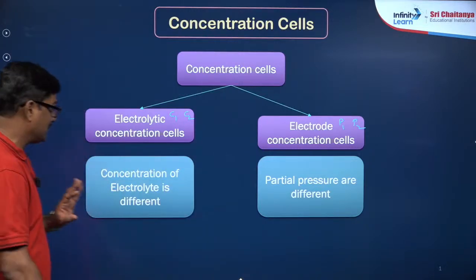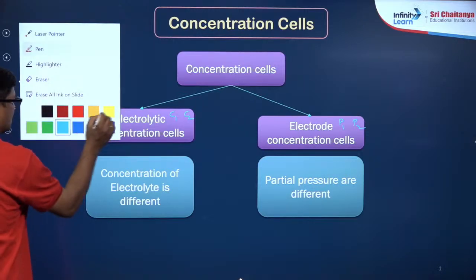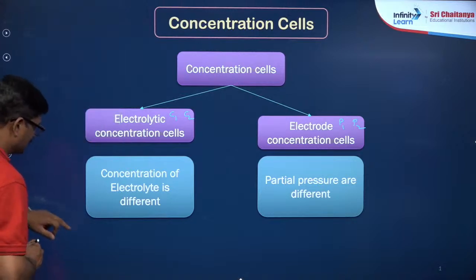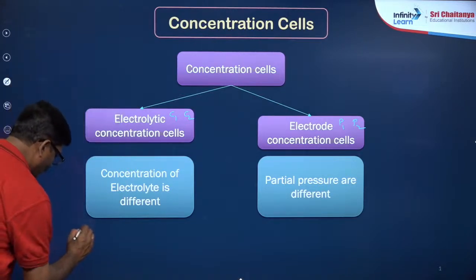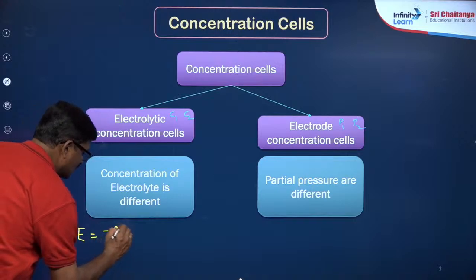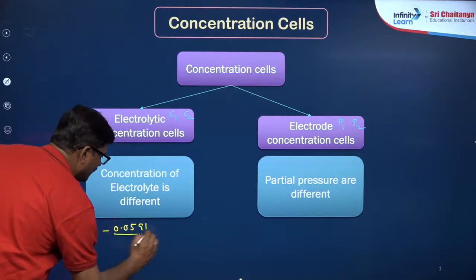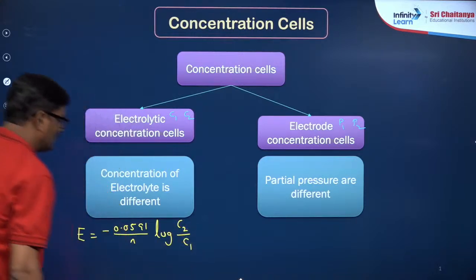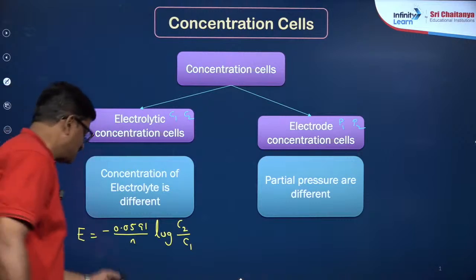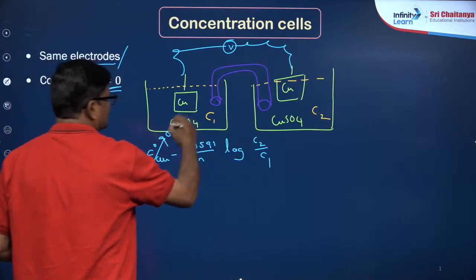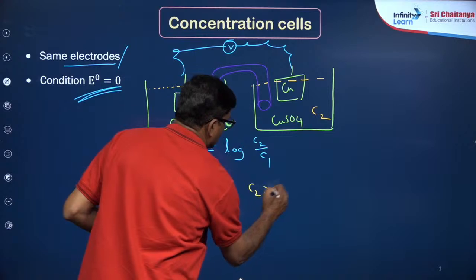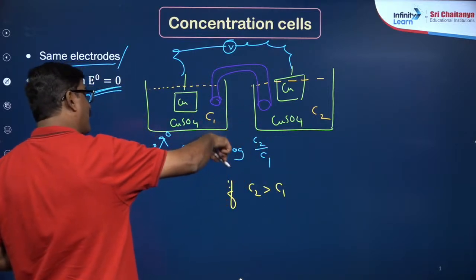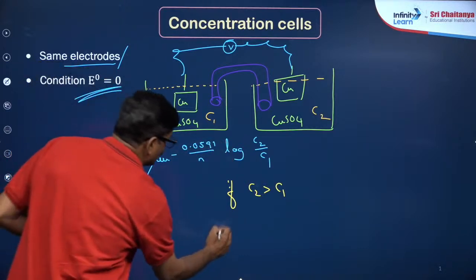Here concentrations are different. So I just want to say here that the E cell EMF is going to be minus 0.0591 by n log C2 by C1, because in the previous one the same thing is given here. If C2 is greater than C1, then log C2 by C1 is going to be positive, then E cell is going to be positive.